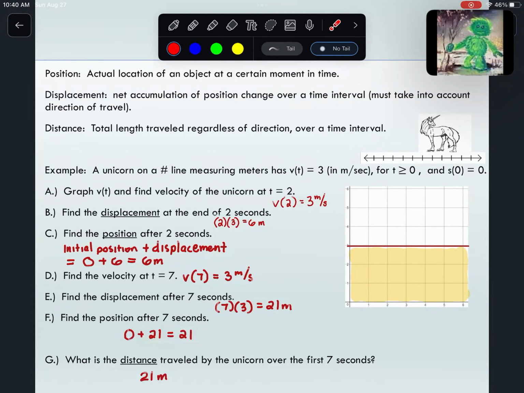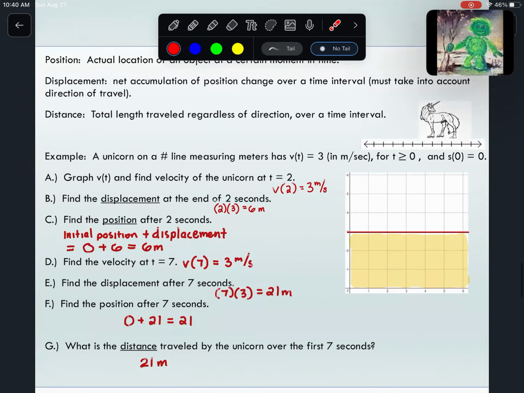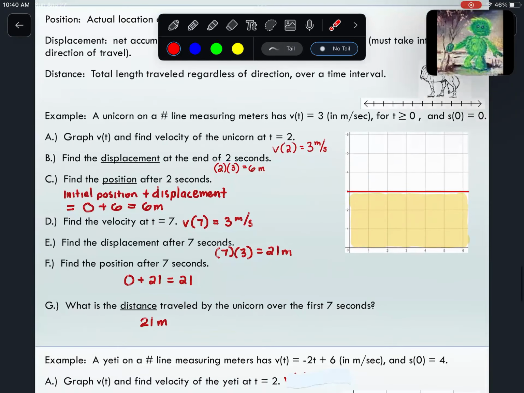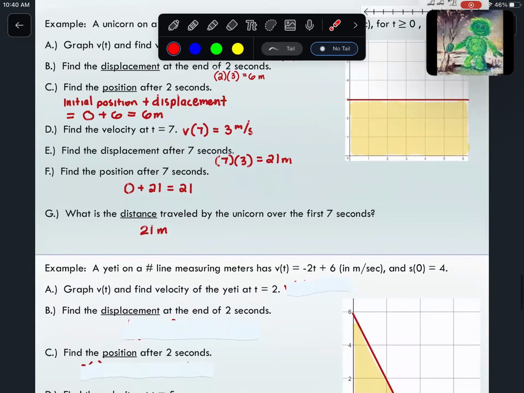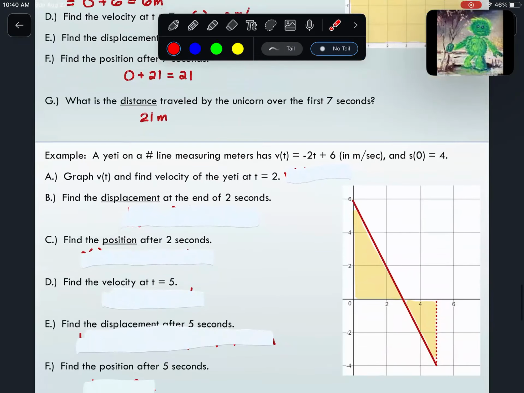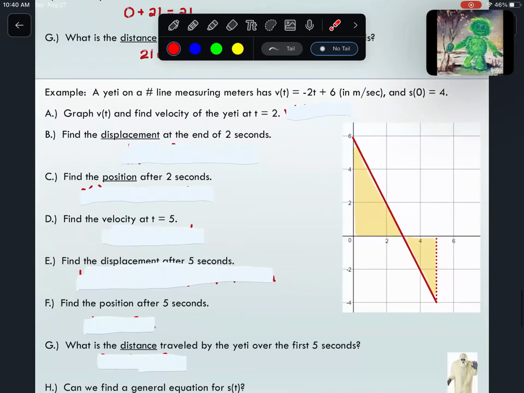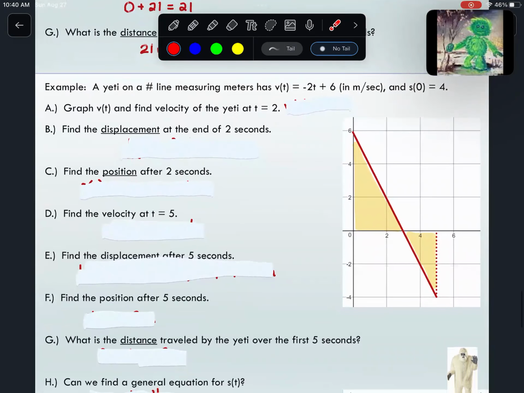That's about the most basic of an example we can see. So let's take it up a notch here. Now we've got a Yeti on a number line. And the Yeti's velocity is a little bit more complicated than our unicorn. In addition to that, we're not going to start at 0. When time is 0, at the very beginning, we're at 4 on a number line.